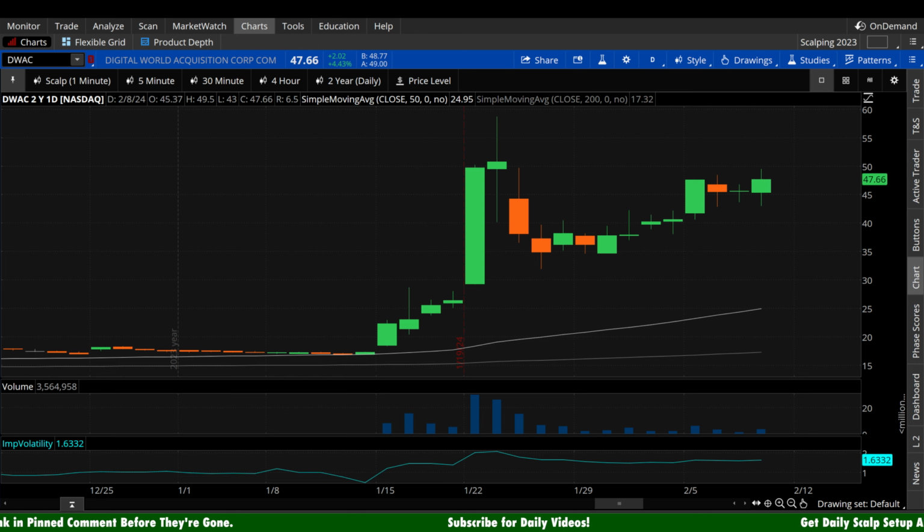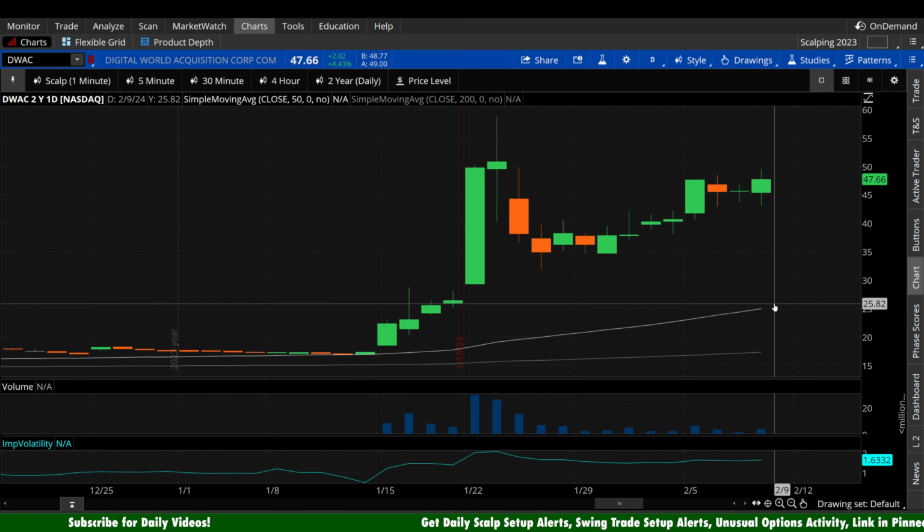But if I'm a bear, this is a lot more simple. Do not give up 50. 50 is such a huge psychological level. Fade as hard as possible off 50. Okay, and on the daily, that's pretty much all I'm looking at.